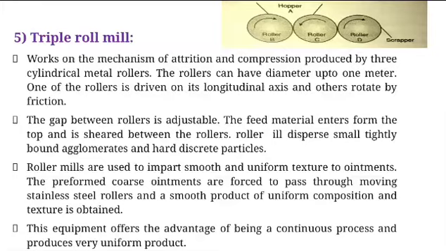Roller mills are used to impart a smooth and uniform texture to ointments. The preformed coarse ointments are forced to pass through moving stainless steel rollers and a smooth product of uniform composition and texture is obtained. This equipment offers the advantage of being a continuous process and produces a very uniform product.